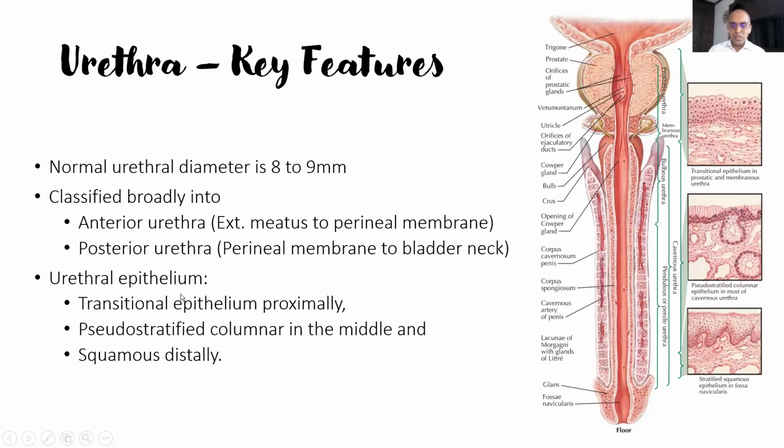The urethral epithelium is transitional epithelium proximally, that is, when it extends from the bladder, the prostate and the part of the membranous urethra are lined by transitional epithelium. Then most of the urethra that is contained within the spongiosum has pseudostratified columnar epithelium, and the distal-most portion, that is in the fossa navicularis, has squamous epithelium.